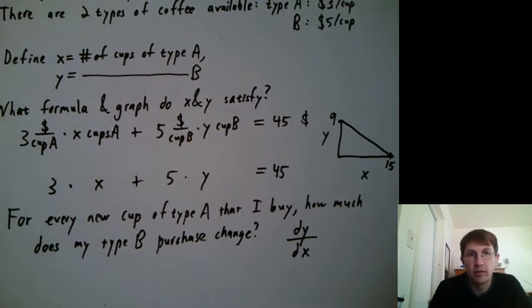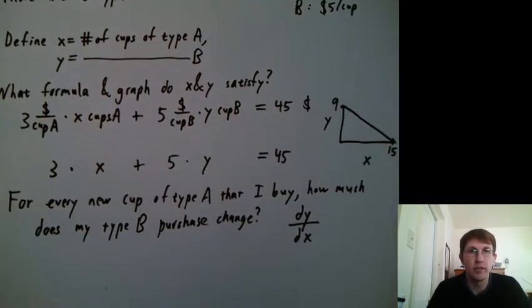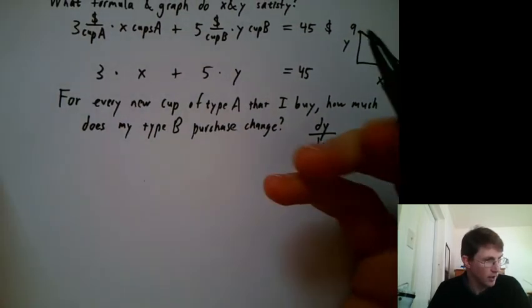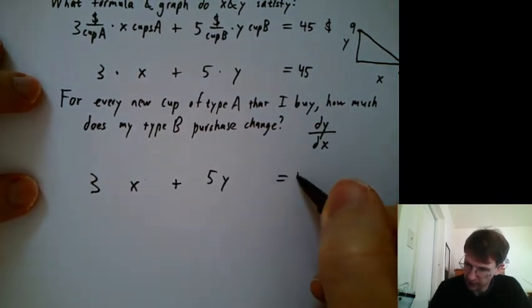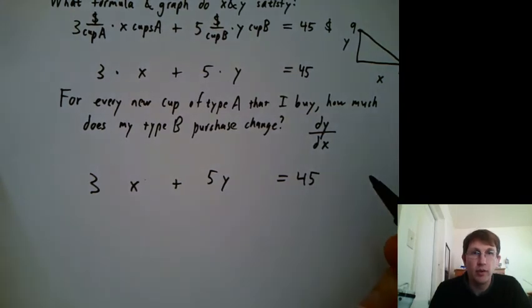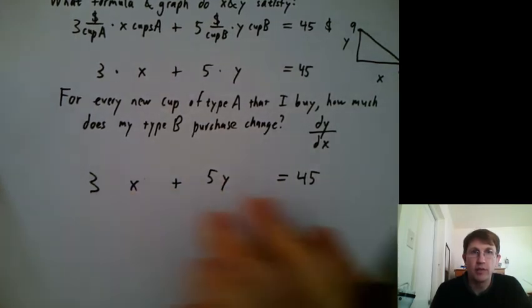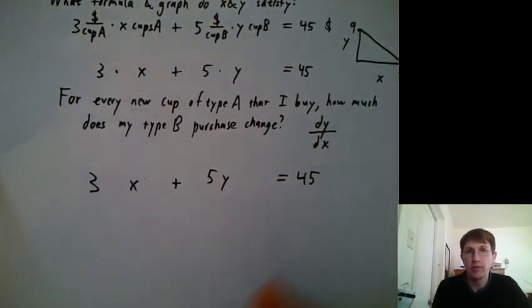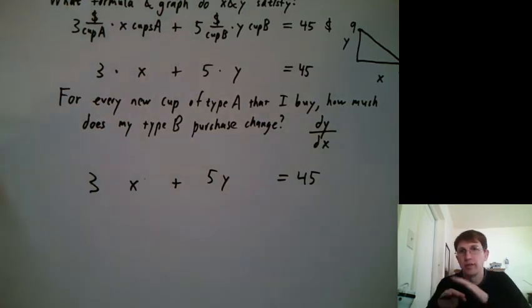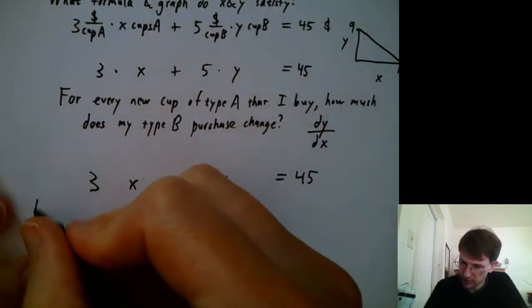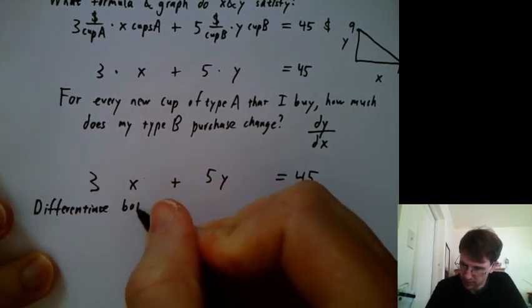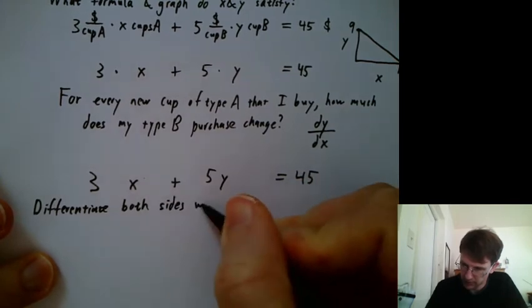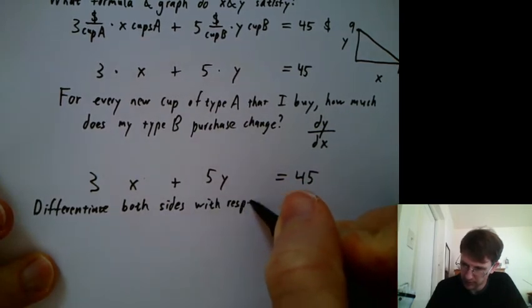Just compute the slope and that's your derivative, right? But we're going to do it by implicit differentiation. So we're going to take this formula, 3x plus 5y equals 45, and differentiate both sides with respect to x, because we want to have dx in the bottom, because if two things are equal, then their derivatives should be equal, right? If two graphs are exactly the same as they go along, then their derivatives should be exactly the same. So we say differentiate both sides with respect to x.